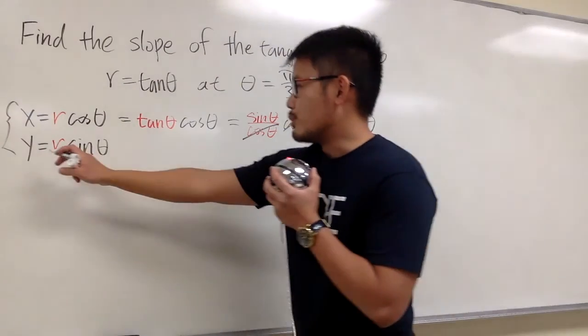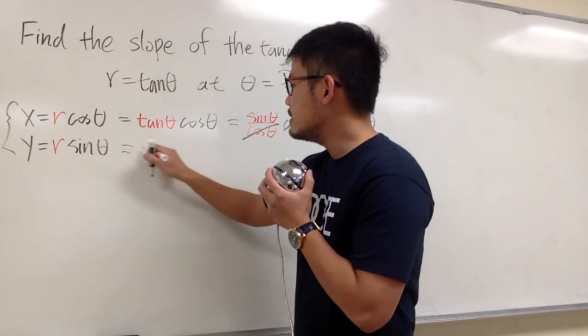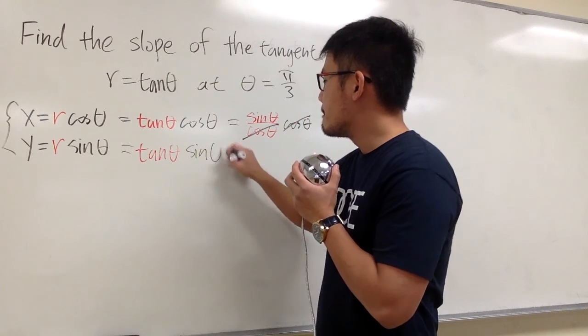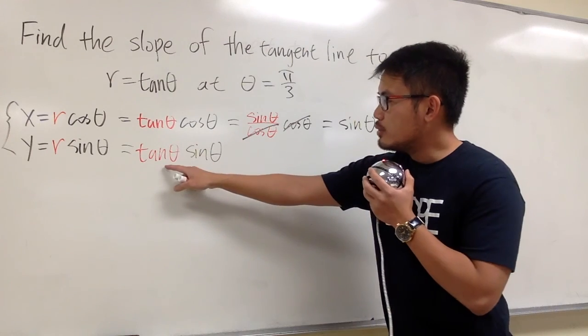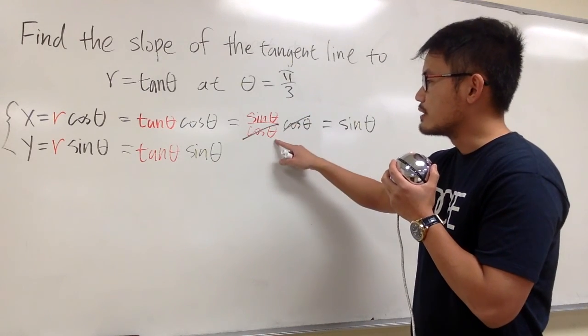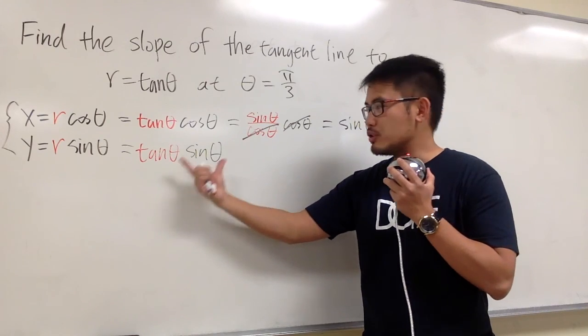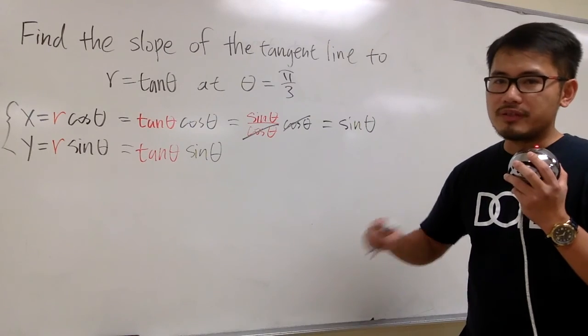And then we continue with y. y is equal to r sine theta. r is tangent theta, so I put down tangent theta here, and we have the sine theta. But unfortunately, if you write tangent theta as sine theta over cosine theta, nothing is able to cancel out in our situation here. So let me just leave it as it is. And now we'll proceed with the slope of the tangent line.